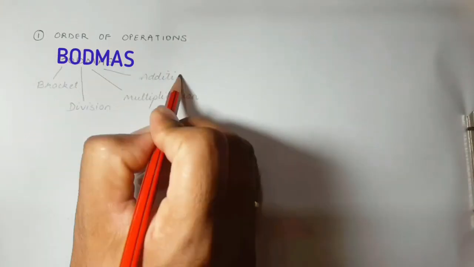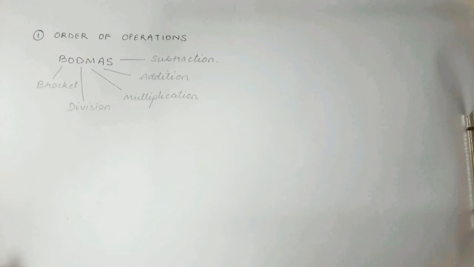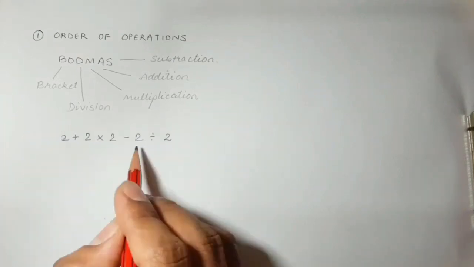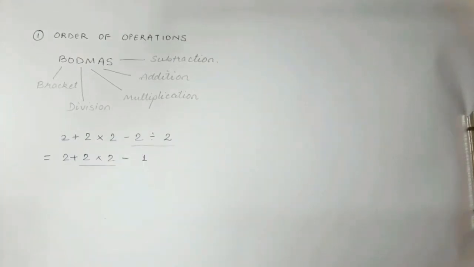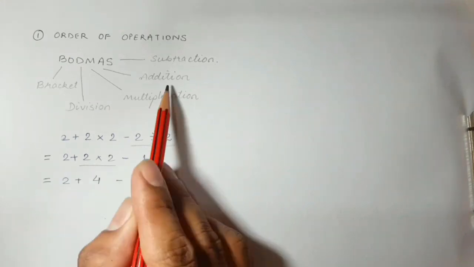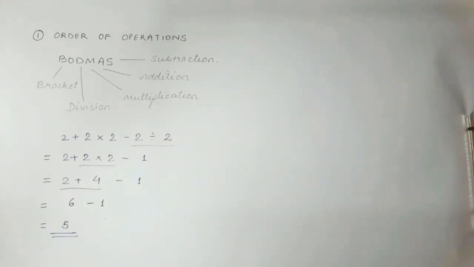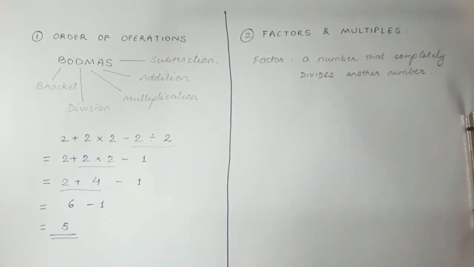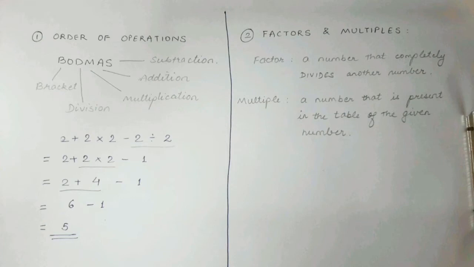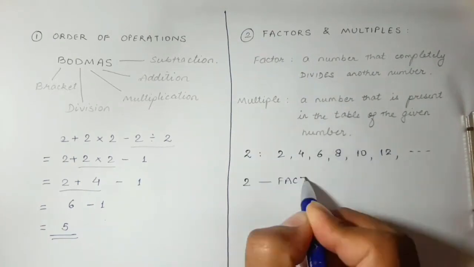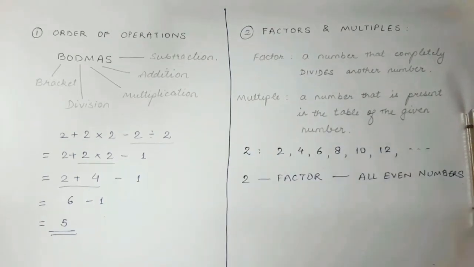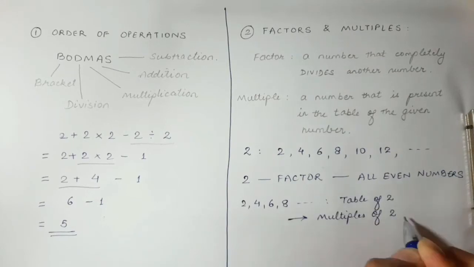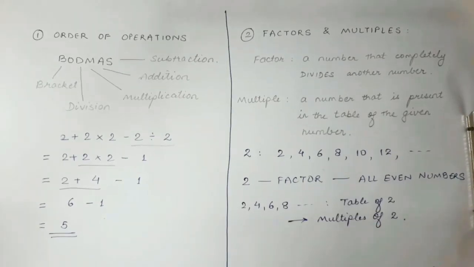The first one is the order of operations, that is BODMAS: bracket, of, division, multiplication, addition and subtraction. See this example. If you give this example to 10 different students, each one will give a different answer. When we talk about factors and multiples, factors are numbers that completely divide another number, whereas a multiple is a number that is present in the table of a given number. So the multiples of 2 are 2, 4, 6, 8 and 12, while 2, 4, 6, 8 and 12 all have 2 as a factor.